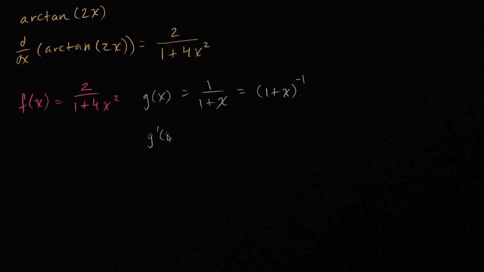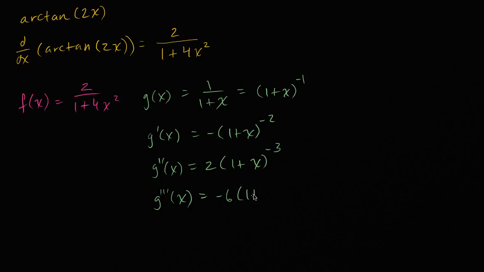For example, g prime of x is going to be, by the chain rule, since the derivative of 1 plus x is just 1, negative 1 plus x to the negative 2 power. If I want to take the second derivative, g prime prime of x, that's going to be negative 2 times negative 1, which is 2 times 1 plus x to the negative 3 power. The third derivative is negative 3 times 2, so negative 6 times 1 plus x to the negative 4 power. I know you're saying, hey, Sal, why are you doing this? Well, just bear with me for a second. Just that quickly, I was able to find the first three derivatives of g of x.